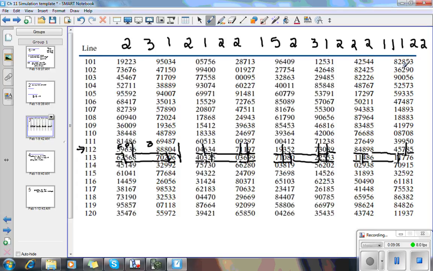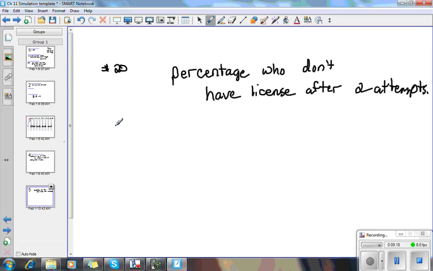So I can look and see, well, out of 20, how many of those didn't get their license after 2 attempts? So I'm looking for 3s or higher. So 1, 2, 3. So 3 out of 20. So I can actually just say 3 out of 20. So we're looking at about 15% didn't have their license after 2 attempts.